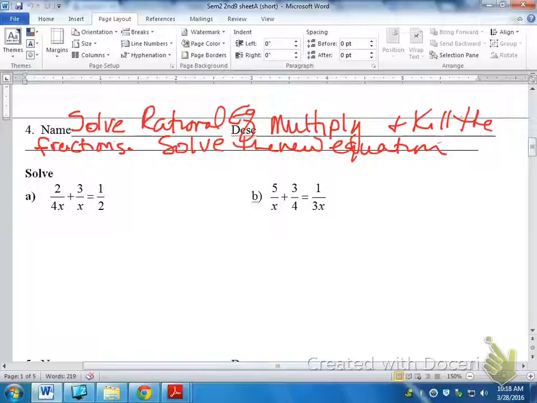2 over 4x plus 3 over x equals 1 over 2. So the thing is, you have to figure out what the greatest common factor is of 4x, x, and 2. The good news is 2 is a factor of 4, so I think we can go with the 4, and then the x overlaps. So if we multiply every one of these by 4x, it's going to cancel out every one of those denominators. Does everybody understand that? No. It would cancel out the 2 because 2 goes into 4 evenly, and it would cancel out the x because there's an x in the 4x.